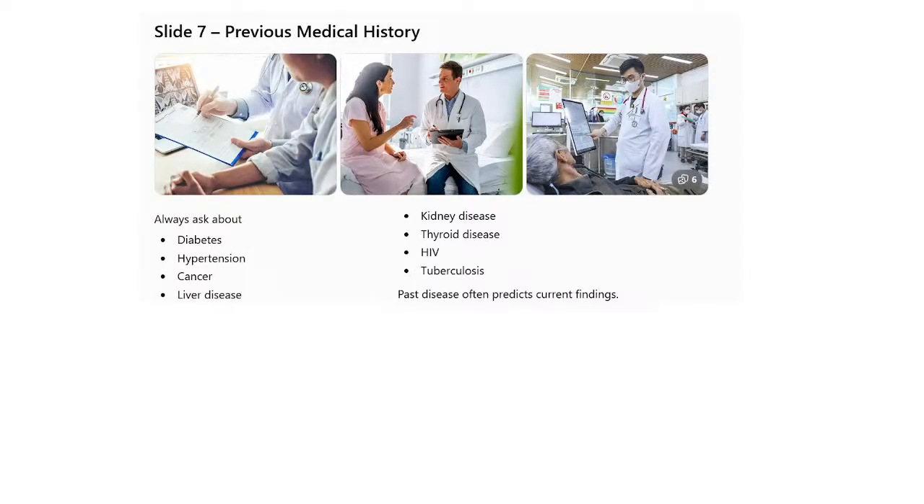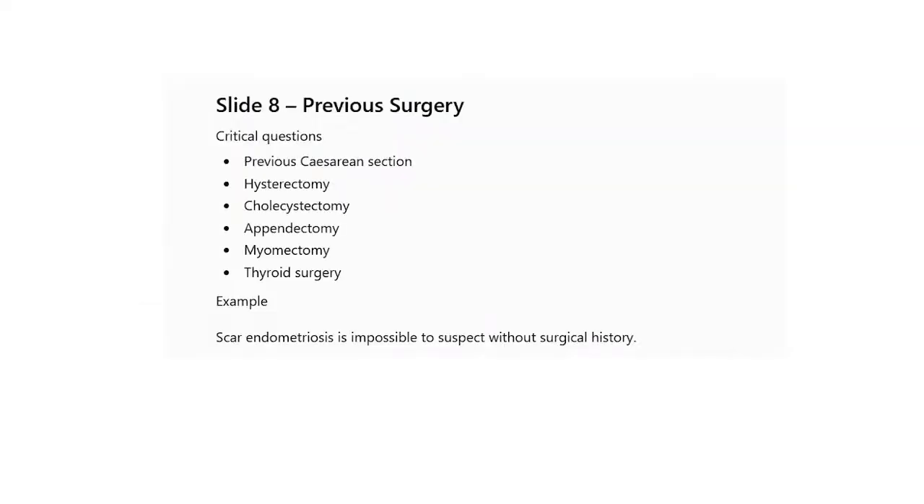The previous medical history: always ask about diabetes, hypertension, cancer, liver disease, kidney disease, thyroid disease, HIV, tuberculosis. Past disease often predicts current findings. The previous surgery, critical questions: previous cesarean section, hysterectomy, cholecystectomy, appendectomy, myomectomy, thyroid surgery.